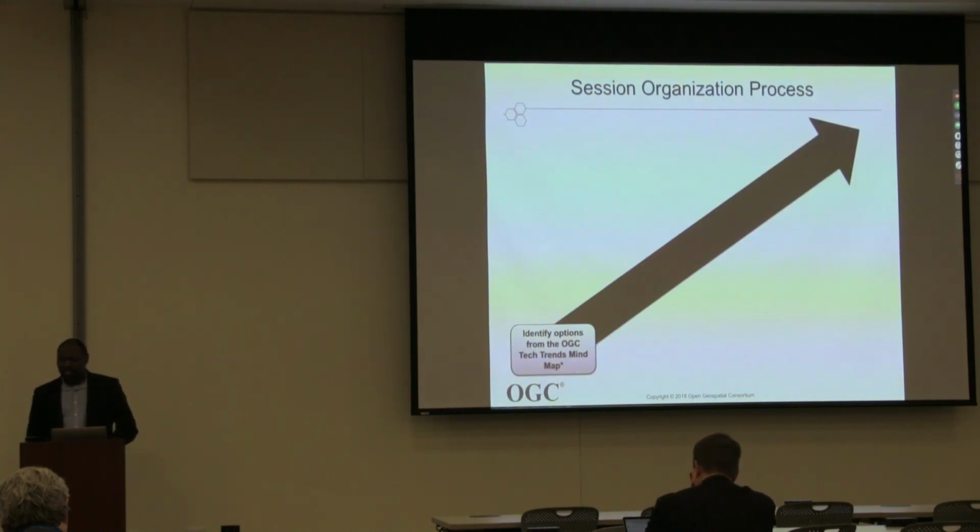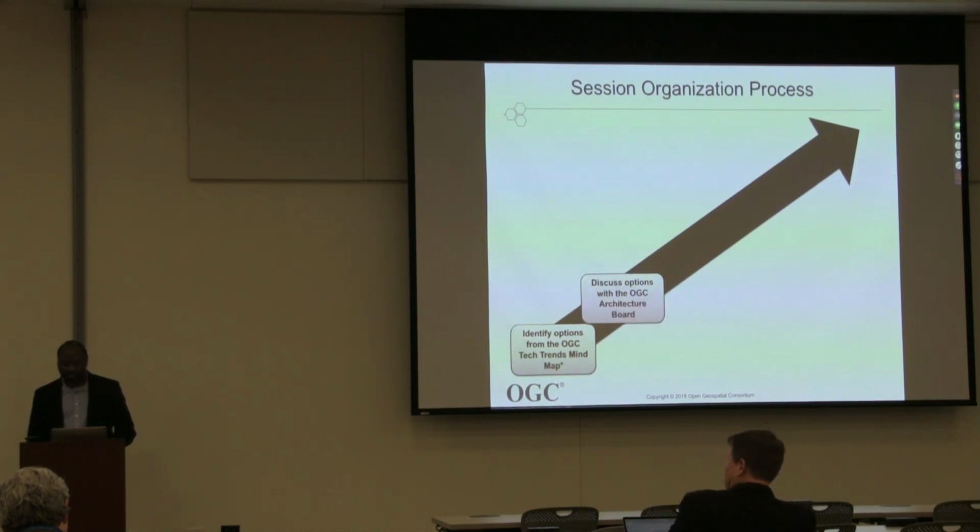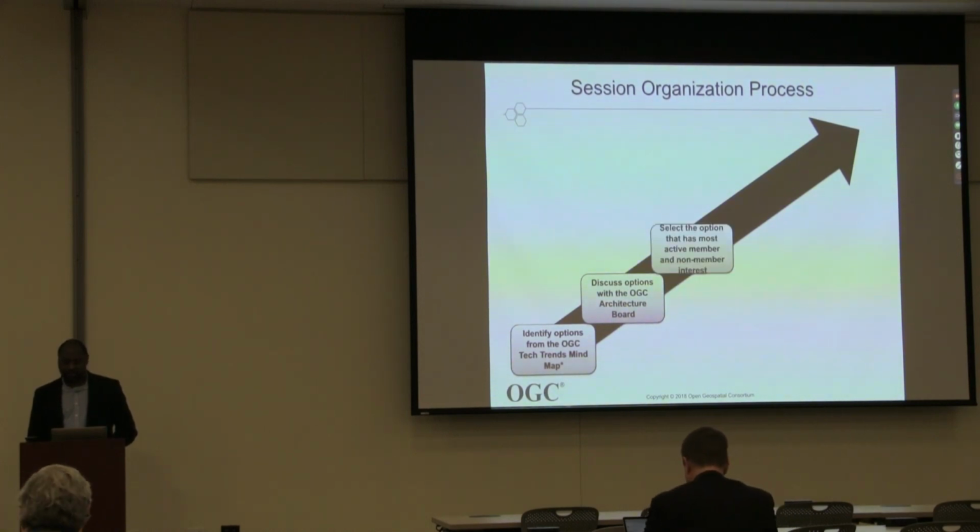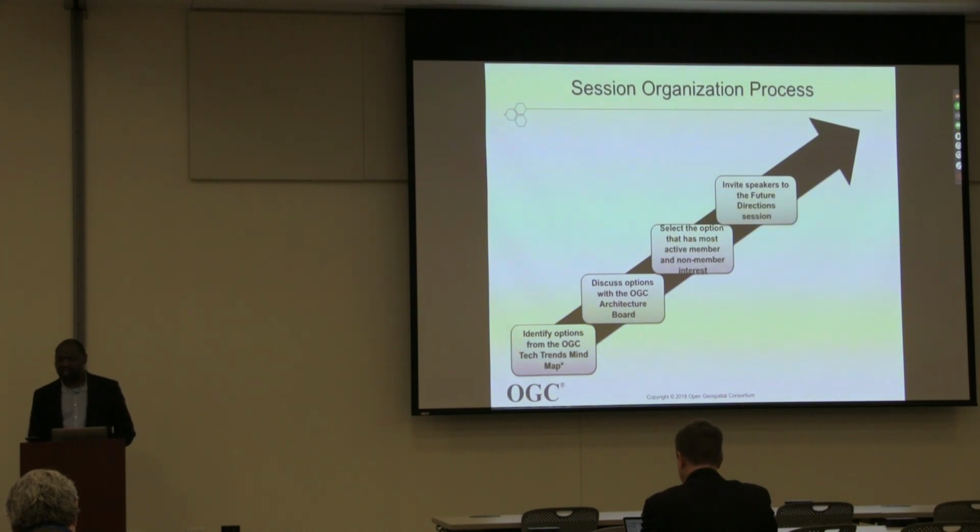The process typically involves reviewing the OGC Technology Trends mind map, discussing options with the OGC Architecture Board, and then selecting options in terms of ripe and near-ripe technologies that could be explored by the Future Directions session. And then we invite speakers to present on the selected topic.